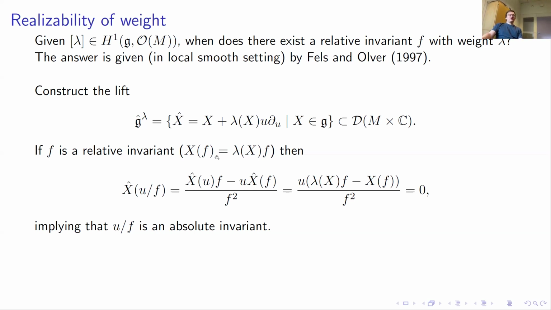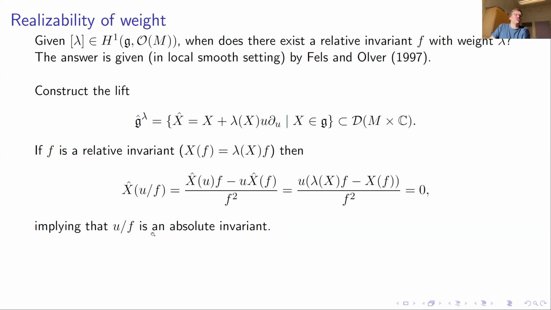F is a relative invariant. Then, of course, it satisfies this by definition for every x in G. And if you now apply the lifted vector field x hat to this ratio u divided by F, then a simple computation with the quotient rule shows that you actually get 0 here, since, well, if you apply x hat to u, of course you get lambda x times u, and if you apply x hat to F, it's the same as x applied to F, and that again gives lambda. So they cancel out and you get 0.